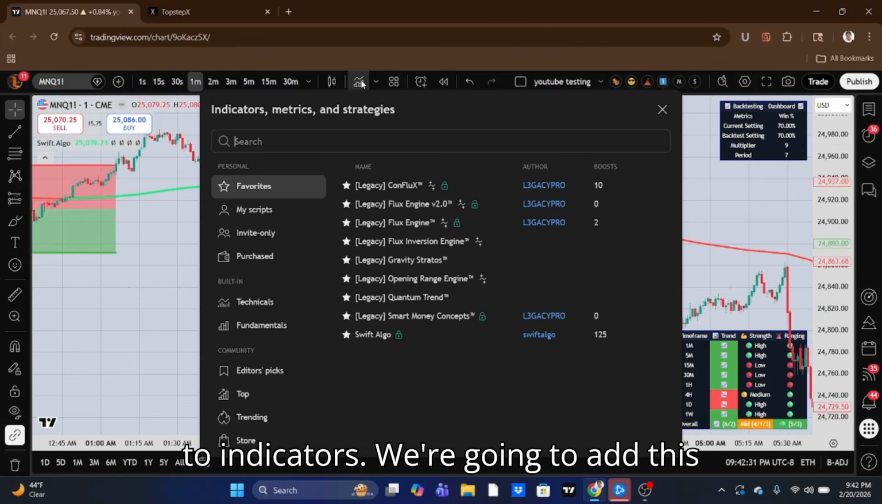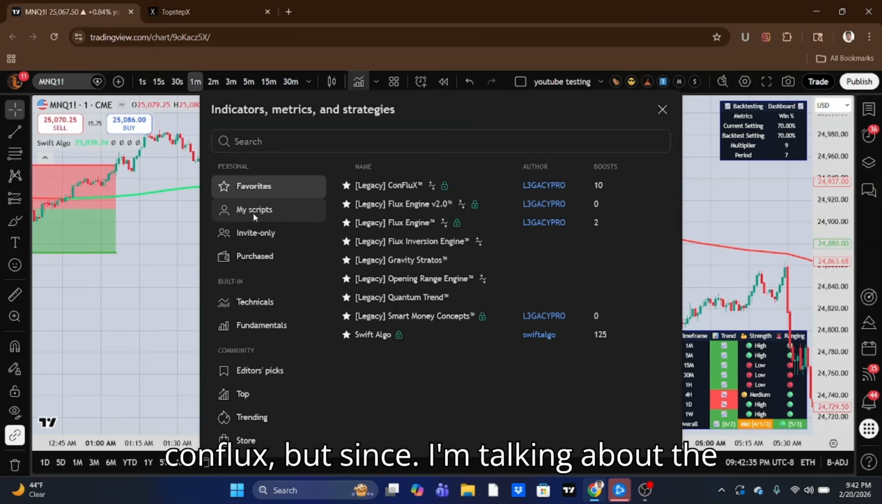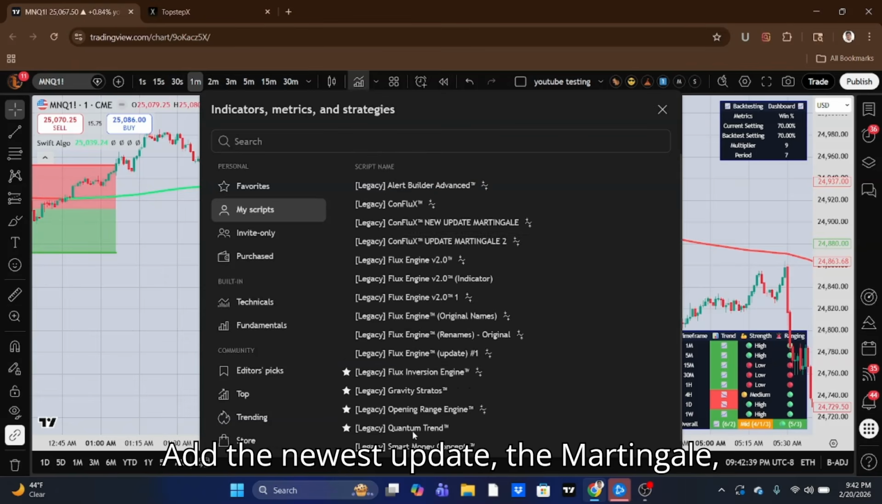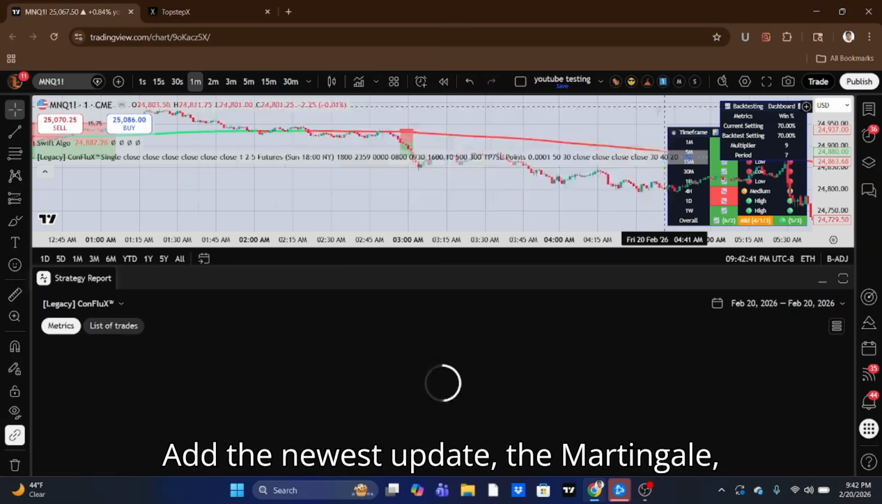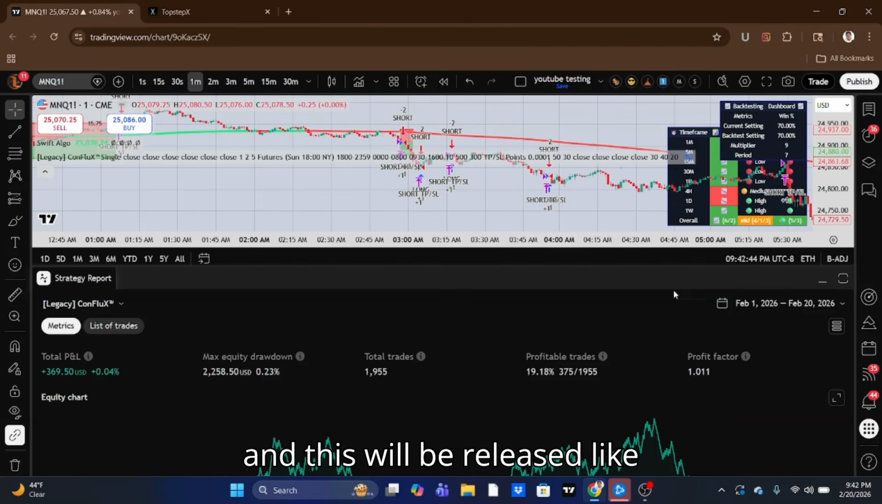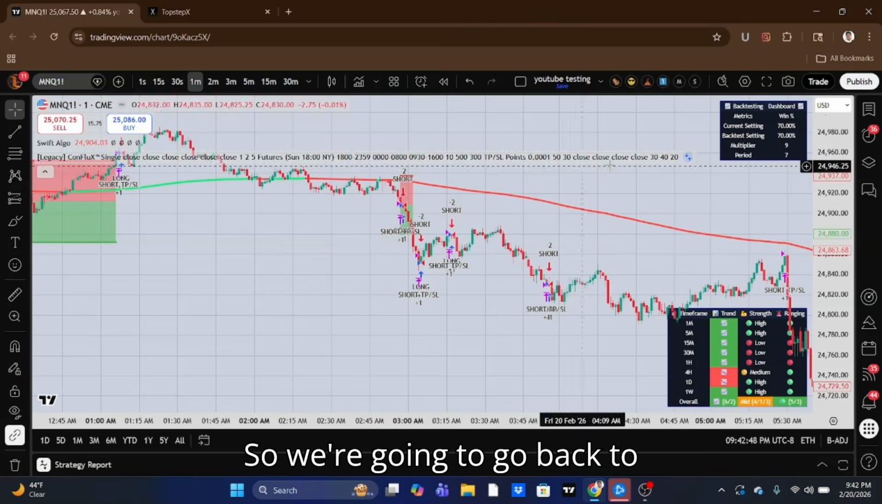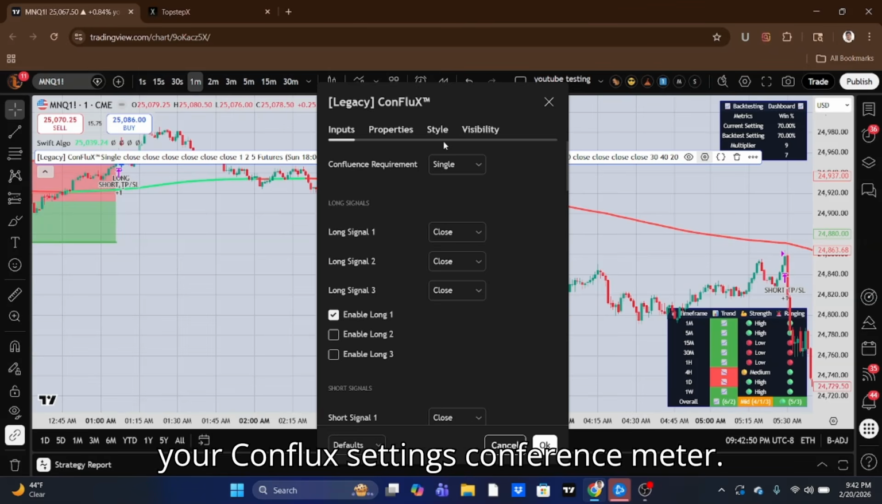Then go back to indicators. We're going to add this ConFlux, but since I'm talking about the new update, I'm going to add the newest update, the Martingale, and this will be released, like I said, tonight. So we're going to go back to your ConFlux settings.